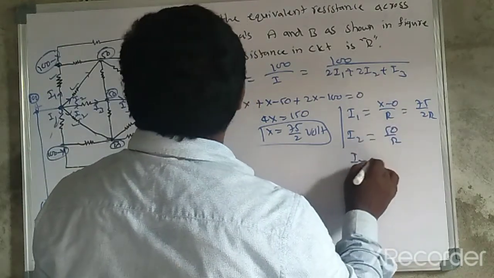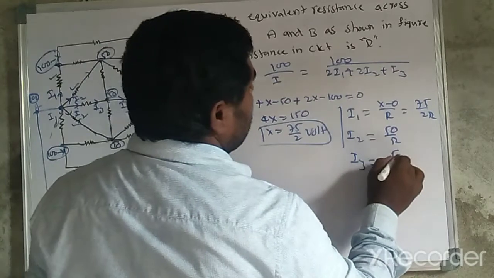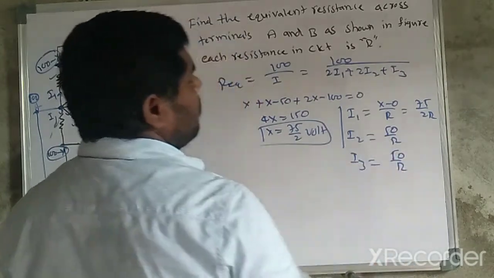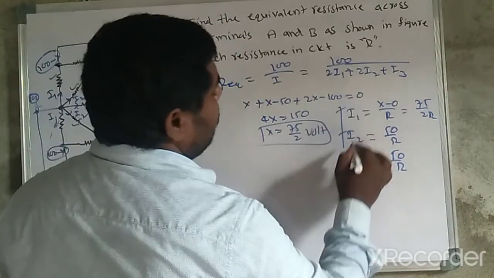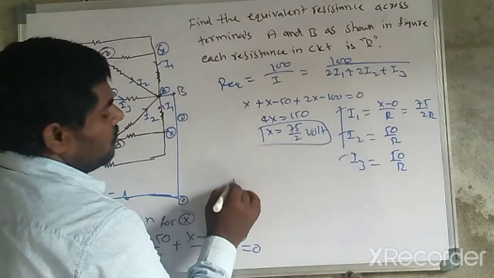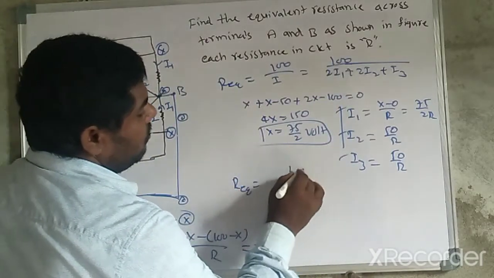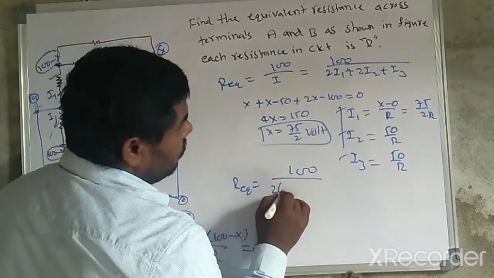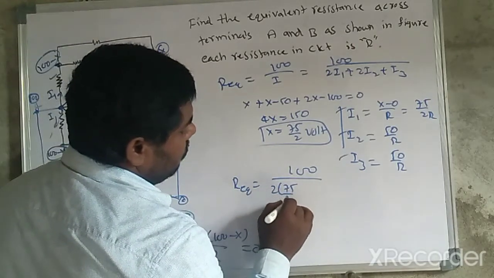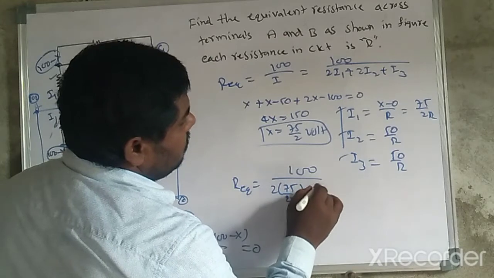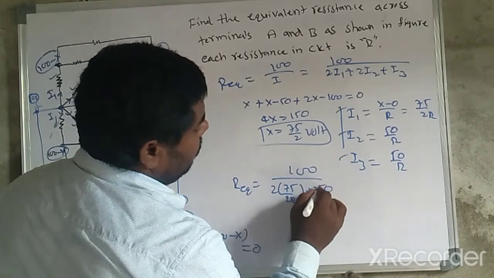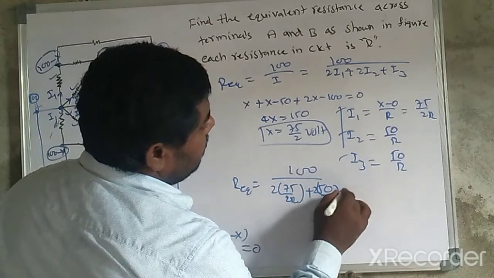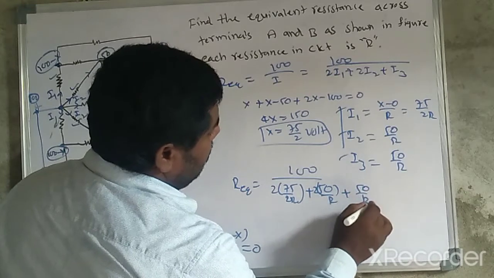So similarly I3 is 50 by r. These values, the I1 value, I2 value and I3 value, we substitute here. So r equivalent is equal to 100 divided by 2 times of 75 by 2r plus 2 times of 50 by r plus 50 by r.